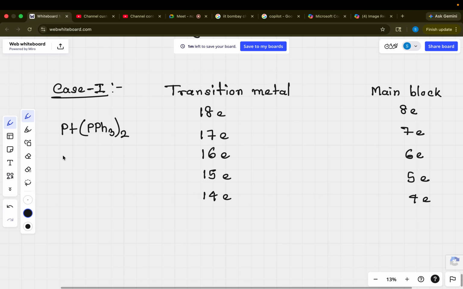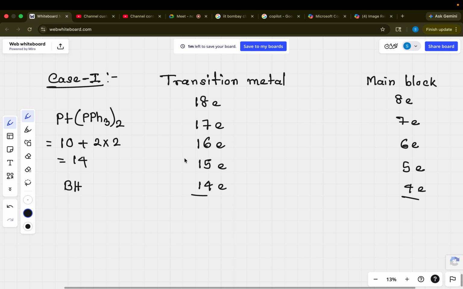Okay, Pt(PPh3)2. So how many electrons do we have? From the platinum center we are getting 10 electrons, and each PPh3 donates 2 electrons. Altogether they are donating 14 electrons. So that means this 14 will be isolobal with 4 electrons, so I have to replace this Pt(PPh3)2 unit with BH. That's actually what they are saying.